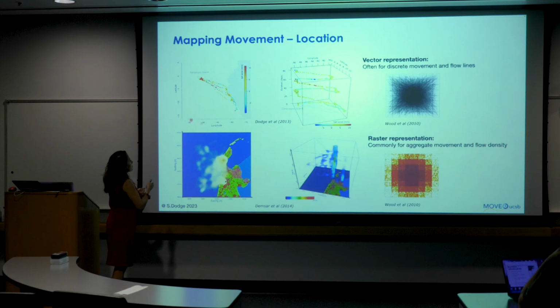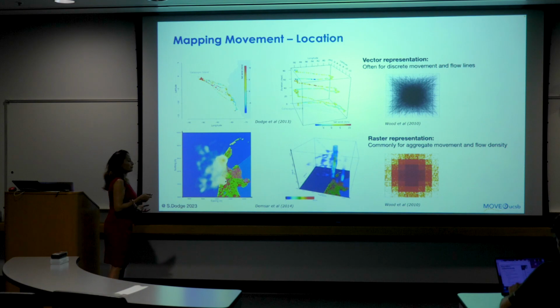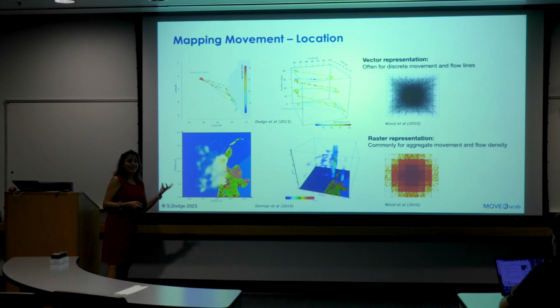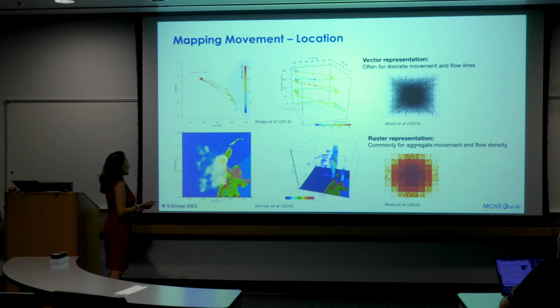So in terms of vector representation, as I showed previously in the trajectory representation, we map each point and then we can connect them with a line. Or we can use a third dimension for temporal information and map this movement in a space-time cube. Basically, as time moves forward, we go higher in this space-time cube. And also, if you map the flows of movement using lines, you get something like this, very chaotic. It's hard to understand what you're looking at.